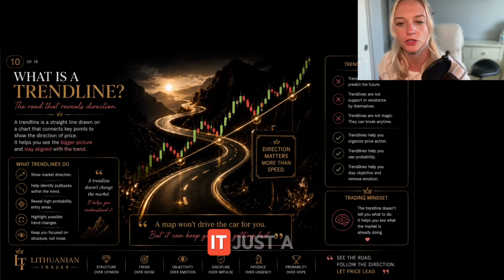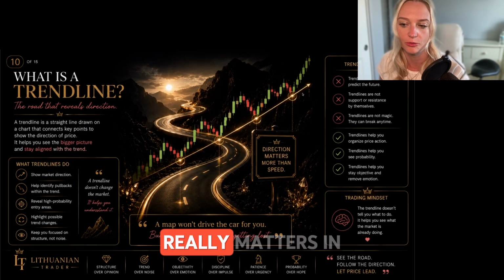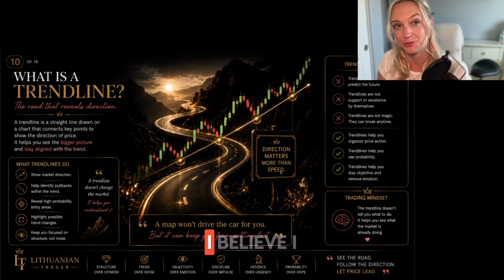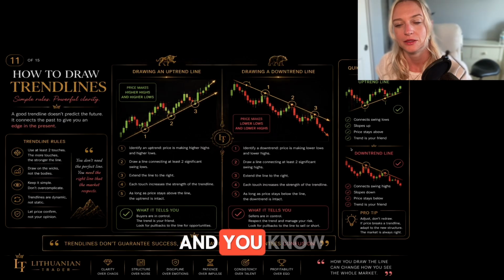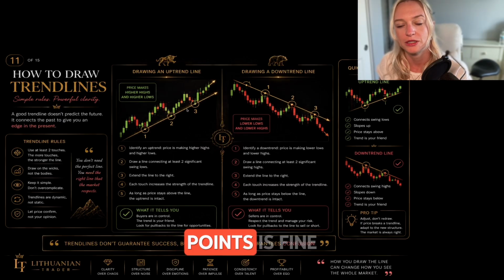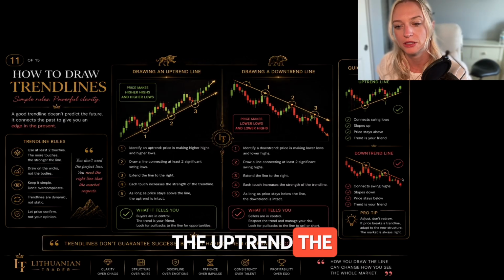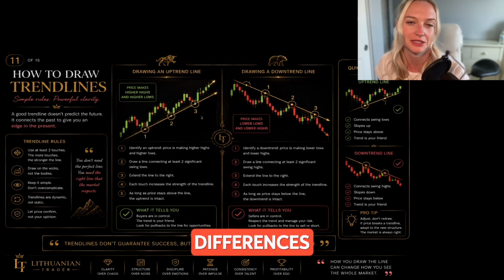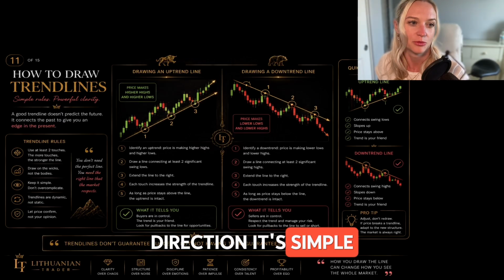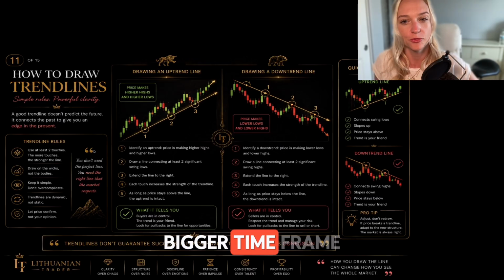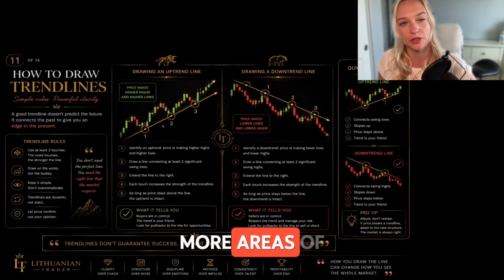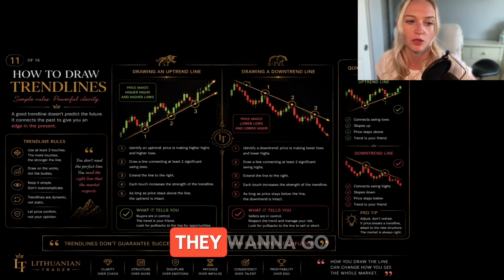Is it a reversal or is it just a pullback? That's all that really matters in trend line world, I believe. I know some will disagree, but that's okay. And to draw them, 2-3 points is fine, right? The uptrend, the downtrend, and the differences. It shows you direction. It's simple and it is powerful, especially on a bigger time frame. You will see more areas of support and which trend they want to go.